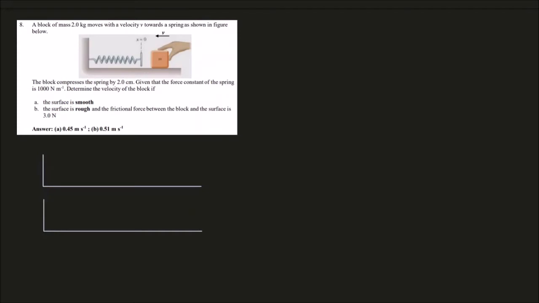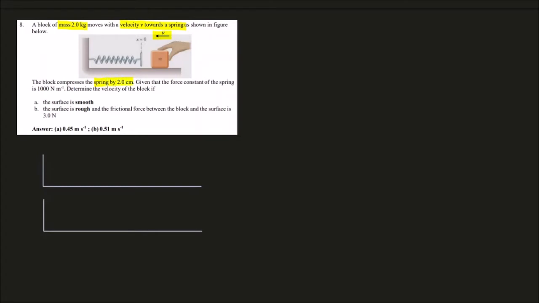Okay, so it says here that you have a block of mass 2 kg. So I assume this orange thing here represents the block. Then it moves with a velocity v towards a spring. So it's indicated by this arrow over here, shown in the figure below. The block compresses the spring by 2 cm.